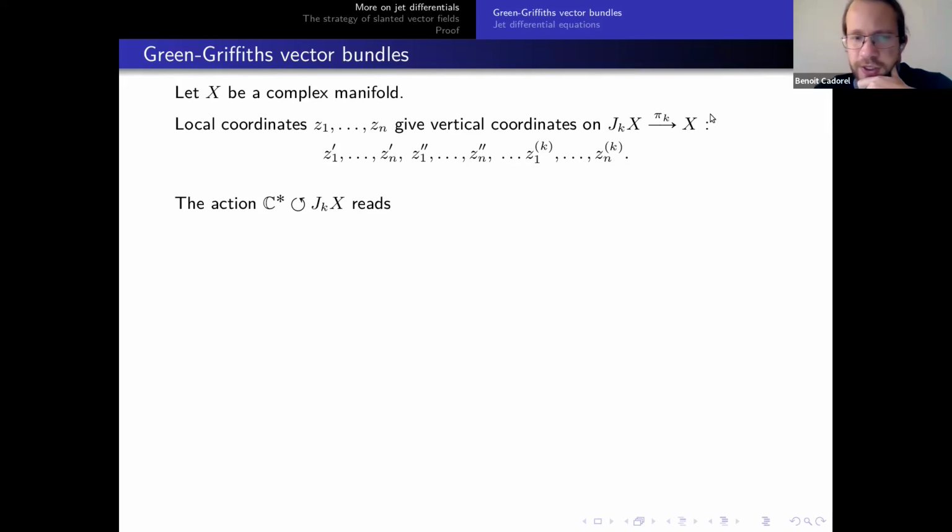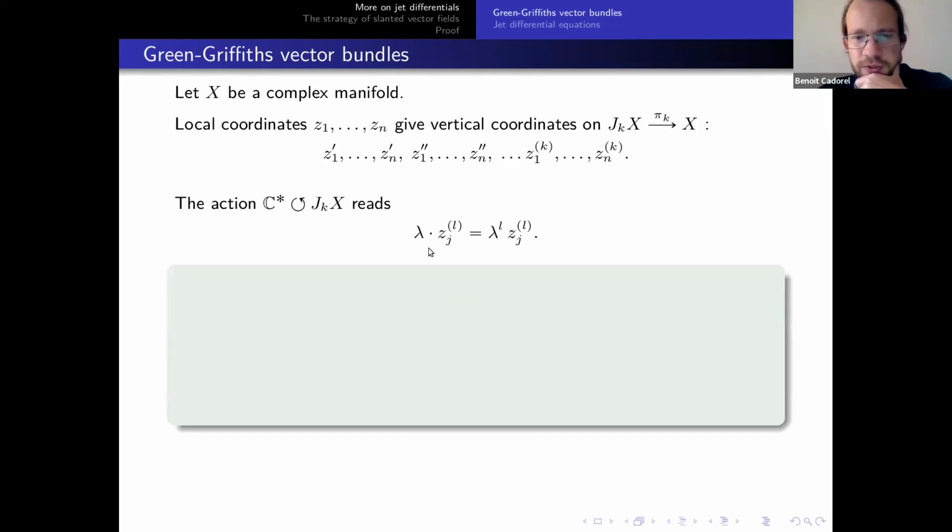And also, you can look at the C-star action I presented earlier in these coordinates, and it will read as follows. You have a lambda that acts on the order L coordinates; you derive at order L simply by multiplying by lambda to the power L. So here you see that the first coordinates have weight 1, the second ones have weight 2, etc., until weight k. That justifies what I presented earlier.